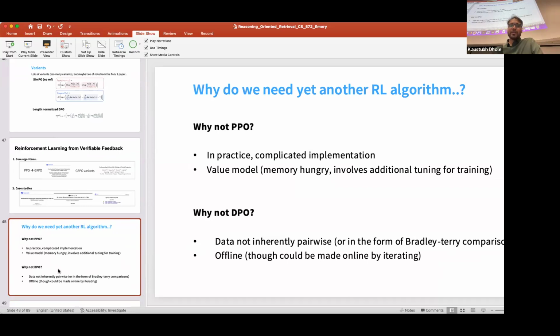So one problem with PPO is that it requires an advantage computation, which essentially requires a value model. That means apart from the policy, we need to have a separate GPU for just training the value model itself. And DPO is offline, and the data is not inherently pairwise.